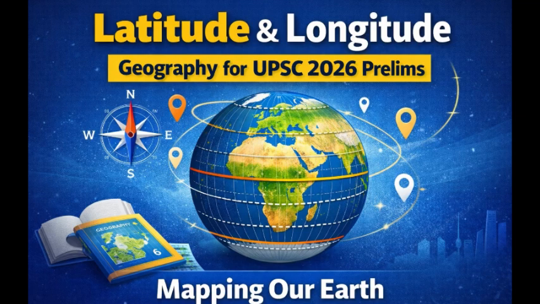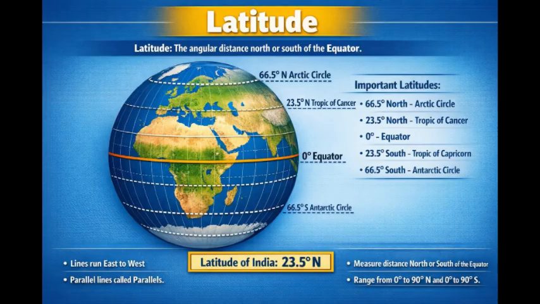Before understanding latitude and longitude, we need to understand something important. The Earth is a spherical body, and in order to locate any place on Earth, we use an imaginary grid system. The grid system consists of latitude and longitude. Together they help us determine the exact location of any place on Earth. You can think of them like the coordinates of the Earth. These are imaginary lines. The first one is latitude.